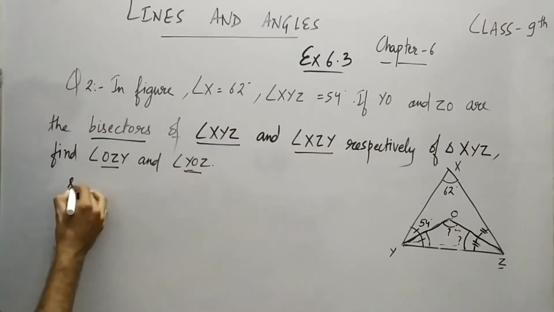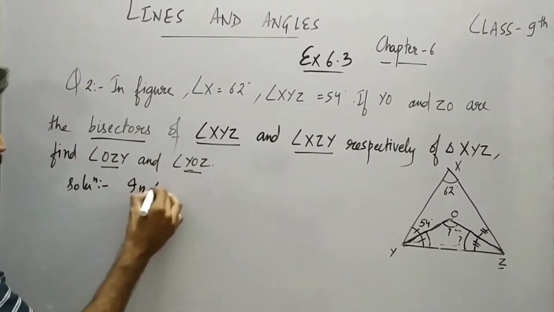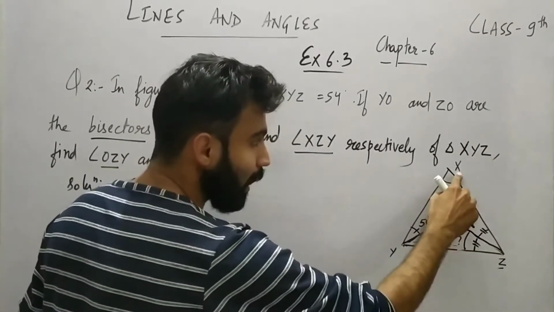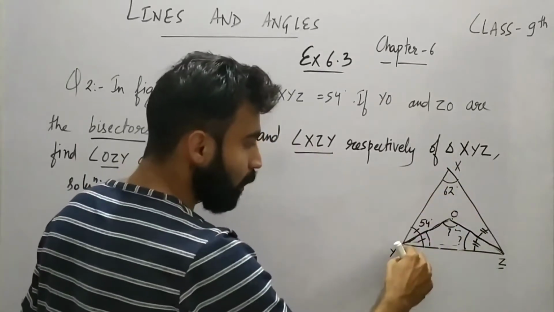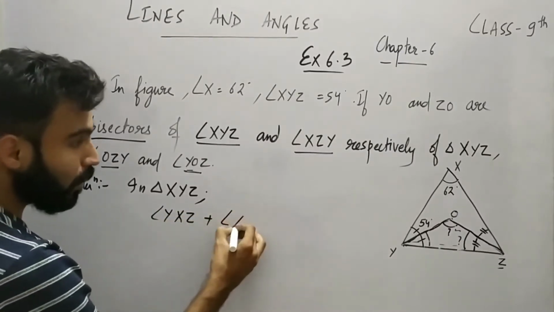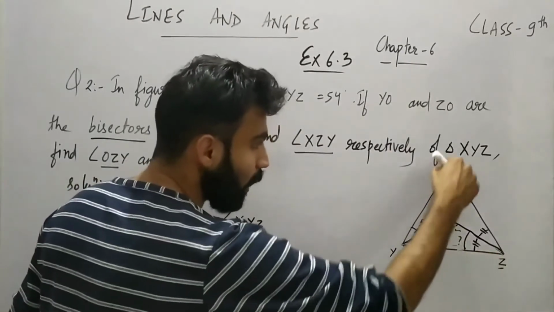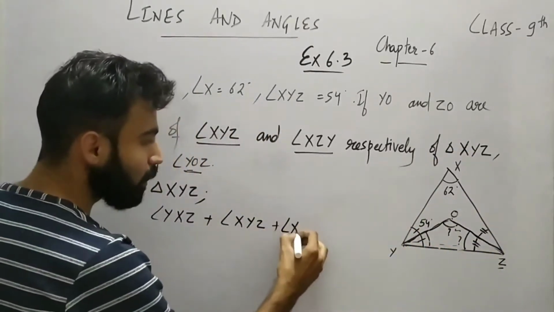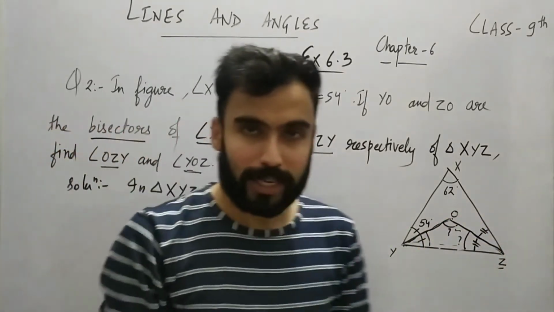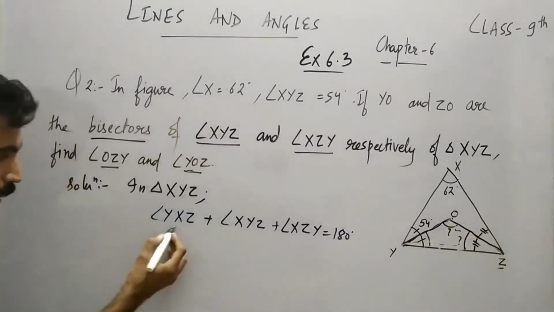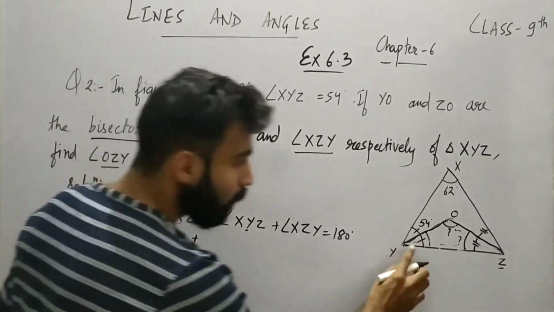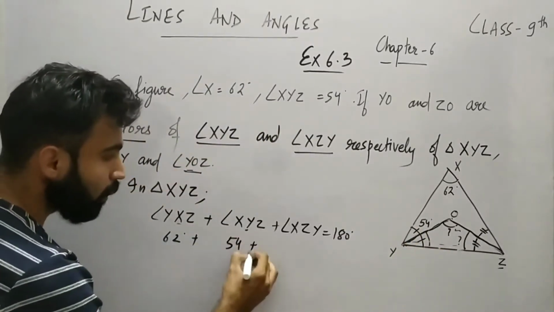So let me write that solution. In triangle XYZ, the larger triangle, we have two angles here, angle X and angle Y. Let me first name them: angle YXZ plus angle XYZ, this one, and then XZY equals 180 degrees. You can also mention in brackets that the sum of all the angles of a triangle is 180 degrees. Now let me first see what angle X is. That is 62 degrees, right? Now what is angle Y? You can see 54 degrees. So let me write that. Now what is angle Z?